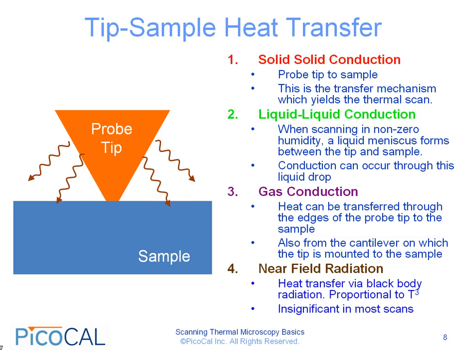And the fourth is near-field radiation. This is simply heat transfer via black body radiation. It is proportional to the Stefan-Boltzmann constant and is also proportional to the temperature cubed. As it turns out, near-field radiation is insignificant under most scanning conditions.